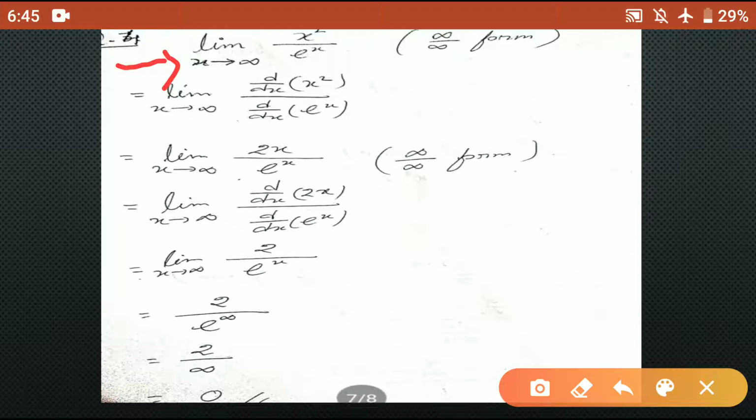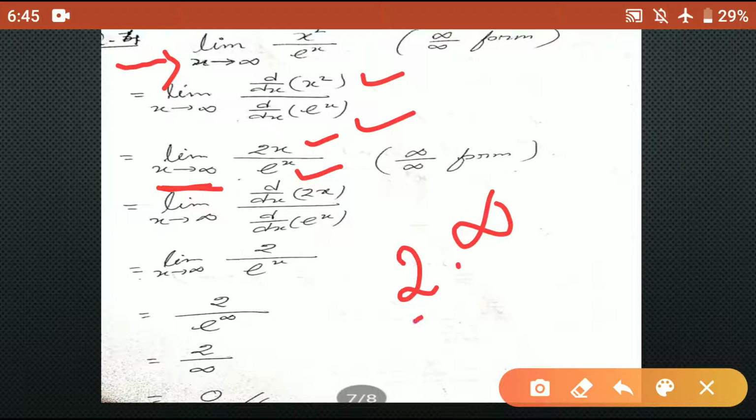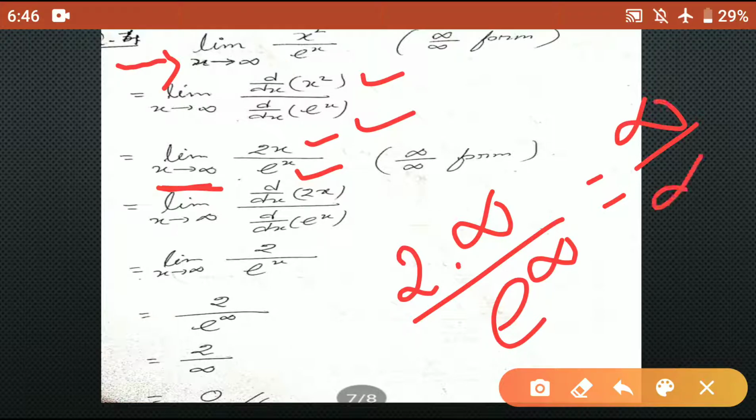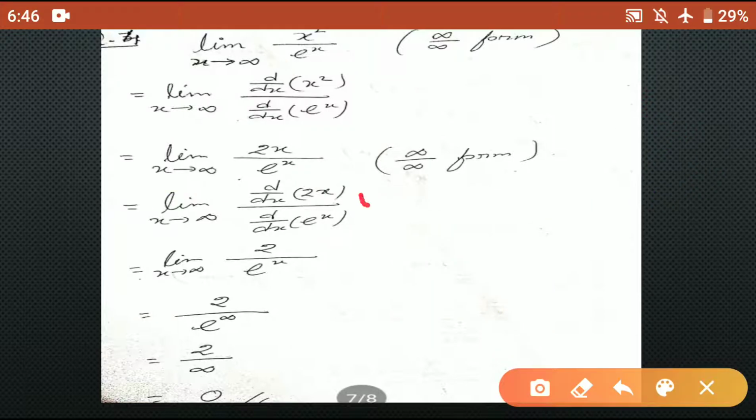rule. So differentiate both the numerator and denominator. d/dx of x square means twice x, d/dx of e to the power x means e to the power x. Now you put the value of x as infinity here. So in the numerator part it is 2 into infinity, in the denominator part e to the power infinity. So therefore again it is in the form of infinity by infinity. So again you have to differentiate both the numerator and denominator part.